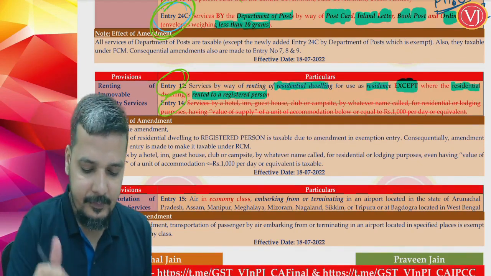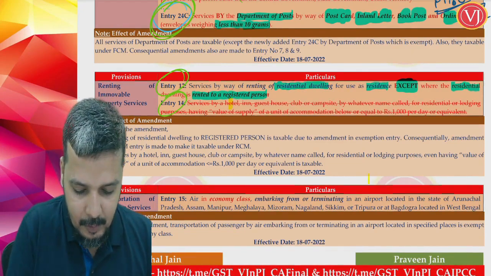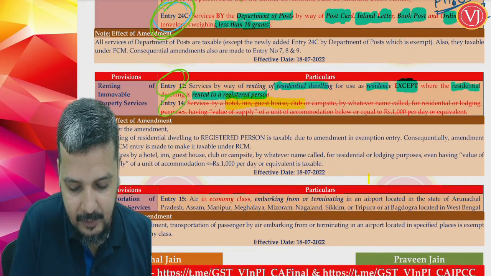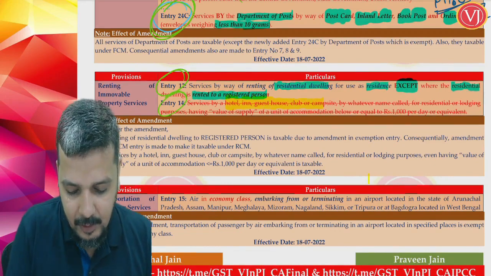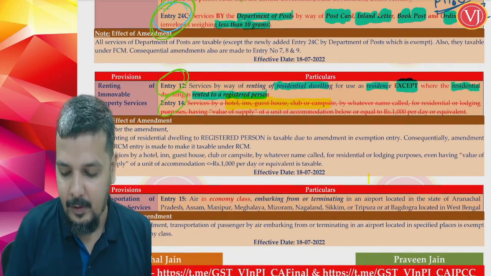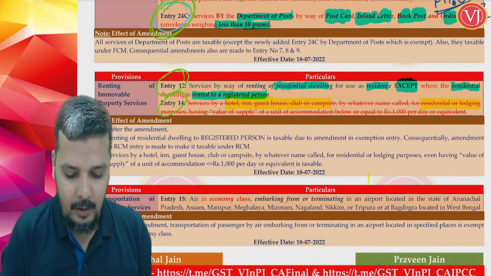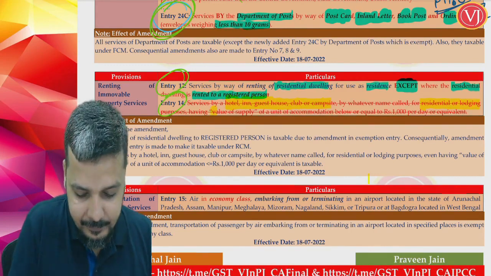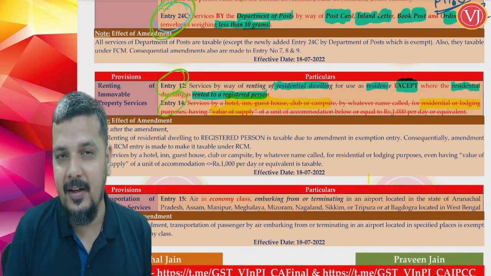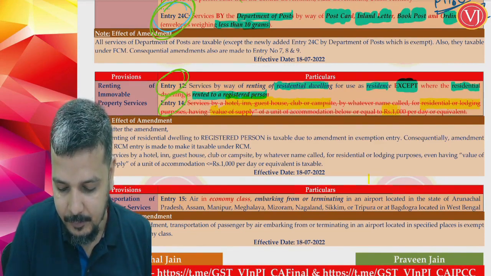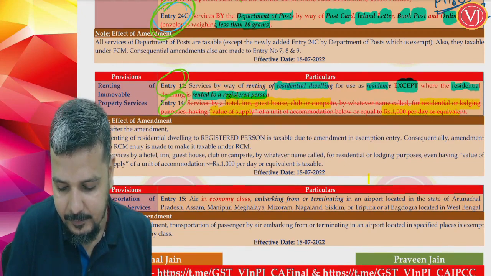One more entry that has been affected is they have removed one exemption when you're talking about hotel, inns, guest house, club, campsites. Basically, you're talking about going and staying, taking accommodation service in hotels, inn, guest house, club, or campsite for residential or lodging purposes. You're going for a business trip or a personal tour and staying in a hotel. Previously, it was exempt if your per day charges, per room charges was up to 1,000 rupees per day or equivalent.